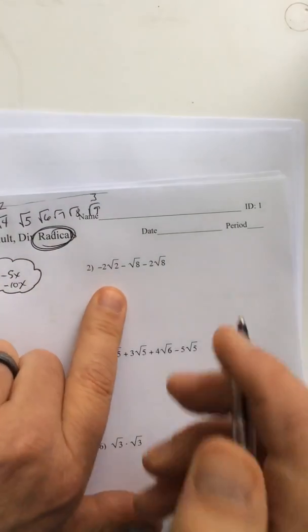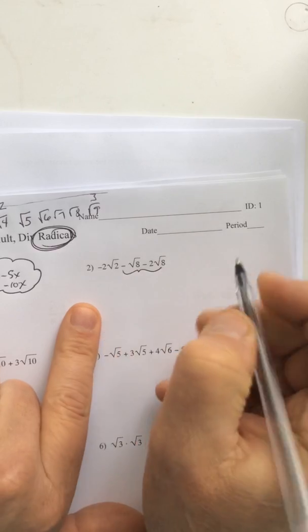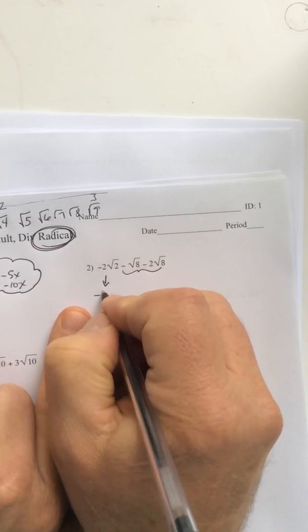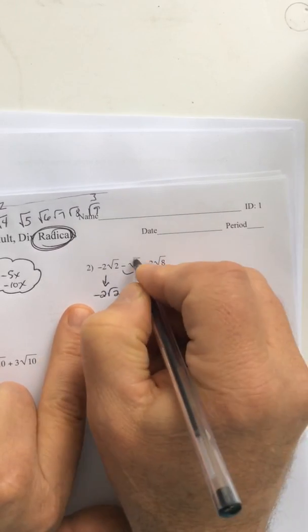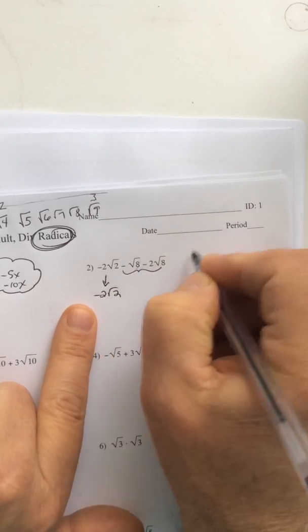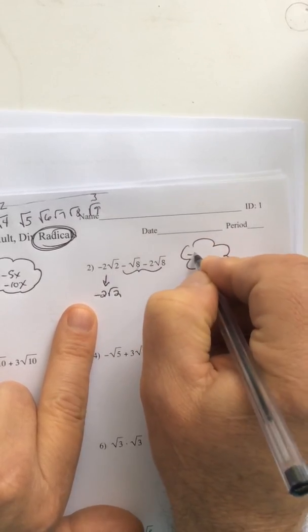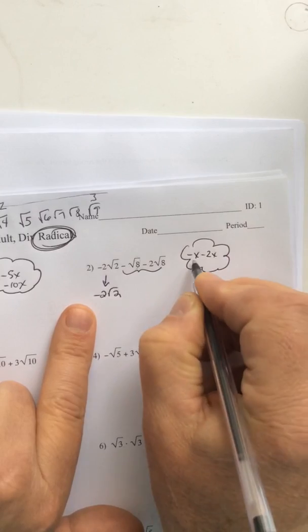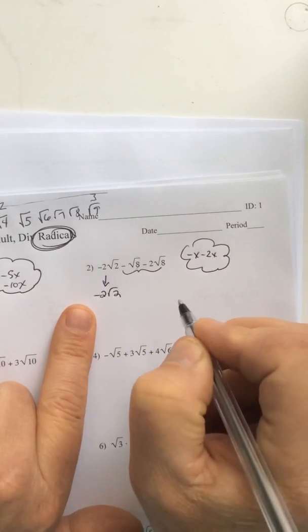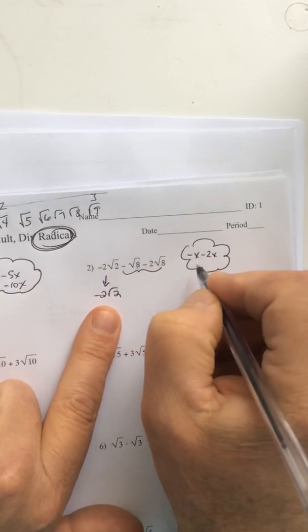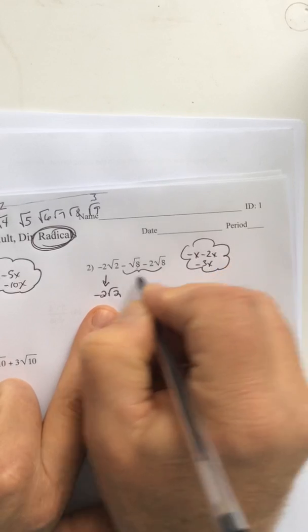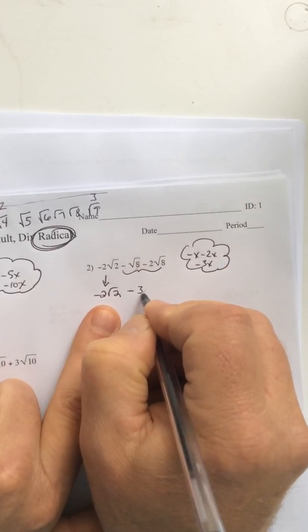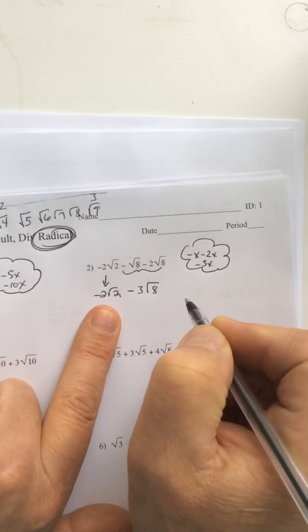So let's take a look at number 2. These are the only two that can go together. So this one is still there. And now here's negative 1 of them, and there's negative 2 of them. That's kind of like negative x minus 2x. See, I'm putting the x where the square root of 8 is. Well, that would be negative 3x. So this is negative 3 of these square root of 8s.